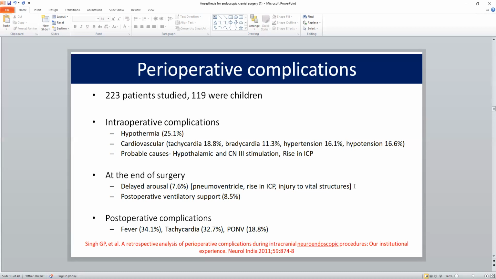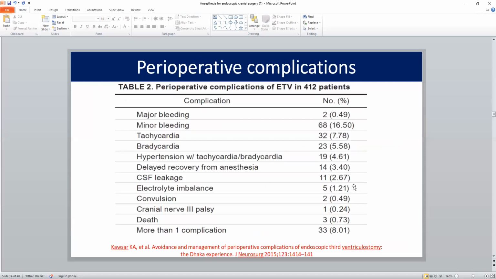At the end of surgery, delayed arousal is quite common. This could be because of pneumoventricle, rise in ICP, or injury to the vital structures. And postoperative ventilator support may be required in a substantial number of patients. Coming to the postoperative complications, in the immediate postoperative period, fever, again because of the changes in the hypothalamic temperatures, tachycardia, and postoperative nausea are common.